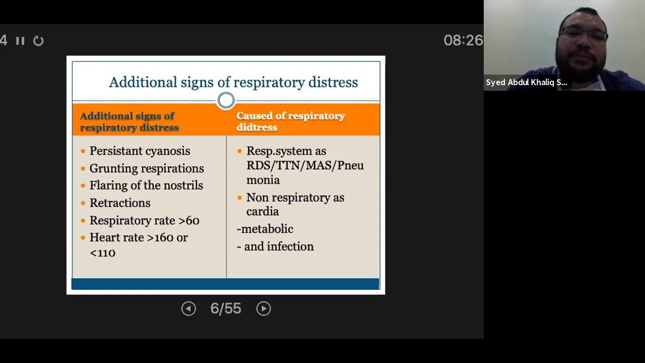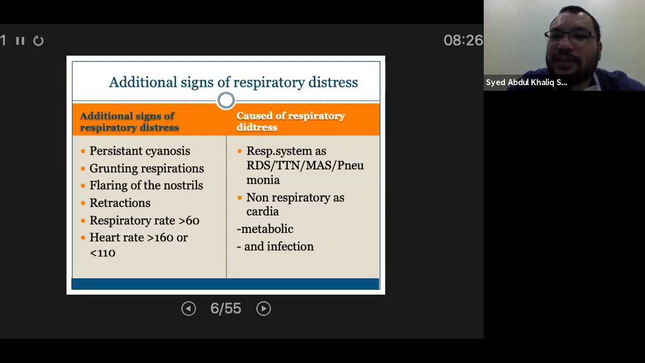Is it because of a metabolic problem? Is the child hypoglycemic, for example, hyperuricemic, or hyperammonemic? So it may be features of that, or the child may be septic, or the child may even have just a thermoregulatory problem. Thermoregulatory problems can also cause the child to be tachypneic.